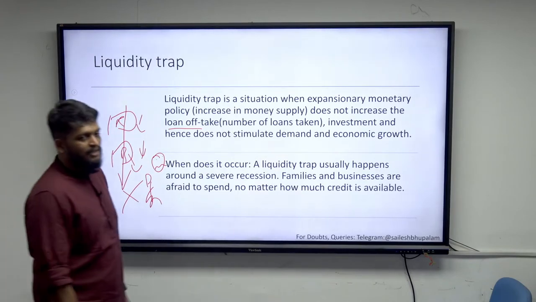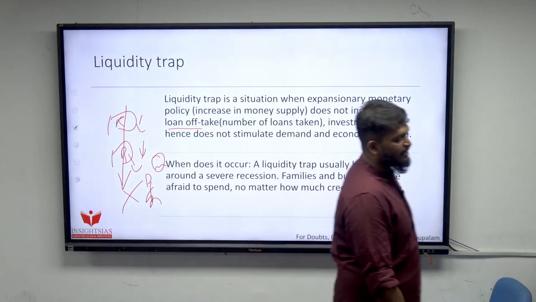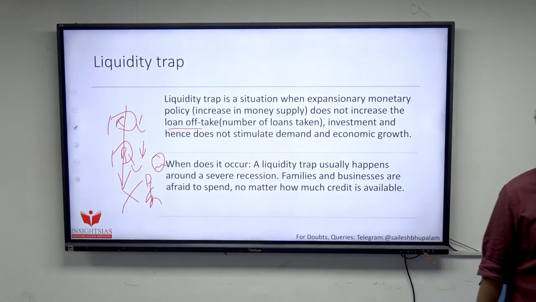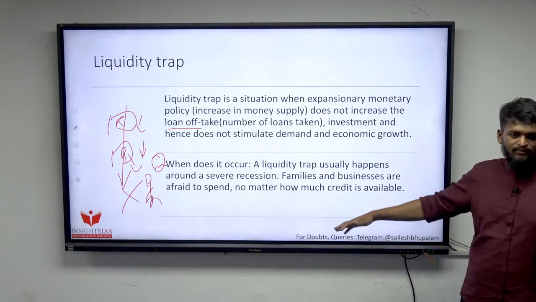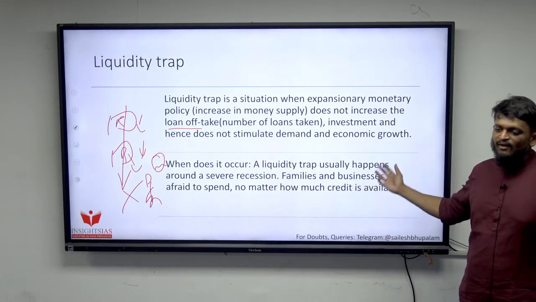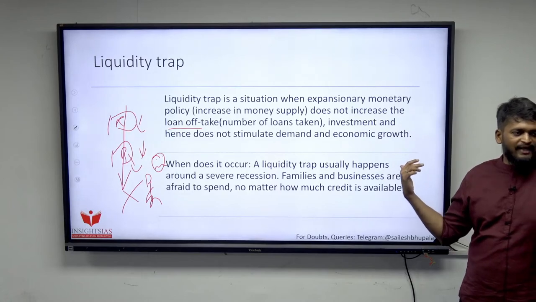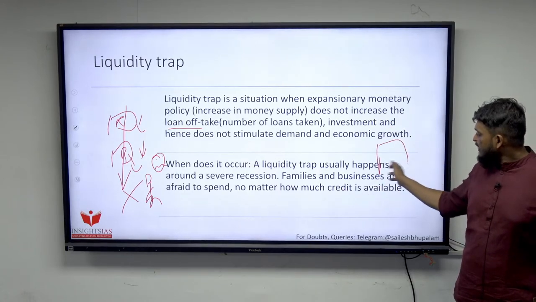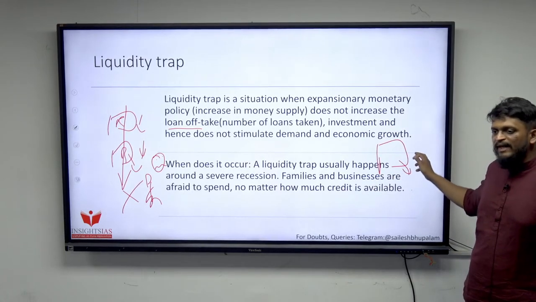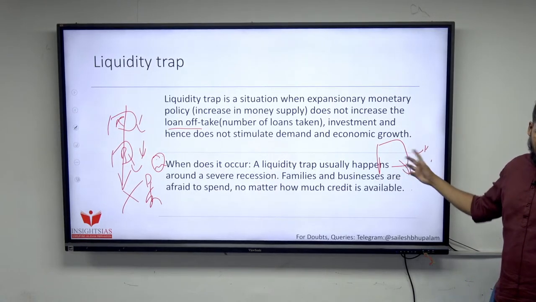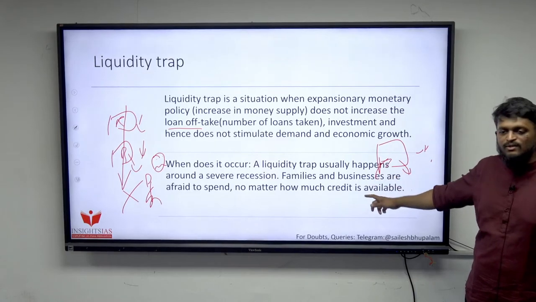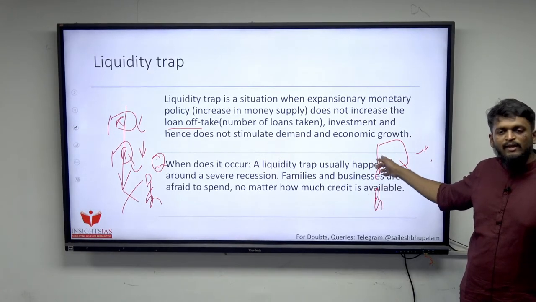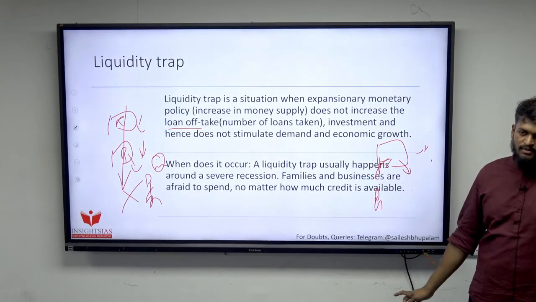In fact, in Europe, they went to the extent of making interest rates negative after liquidity trap occurred. Negative means what? If you take a loan, we will give you the money. Even then people are not taking loans. Negative interest rate means they are saying, see, you take a loan at minus 1%, we will give 1% every month to you. And where will they get the money? Depositors are also getting negative interest rate. If you want to keep the money in the bank, you have to pay 2% to us.